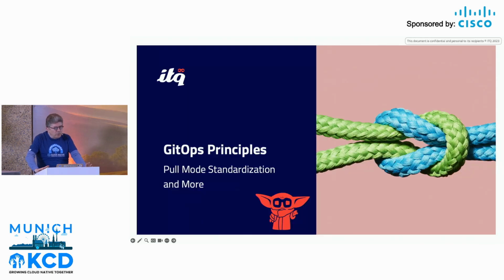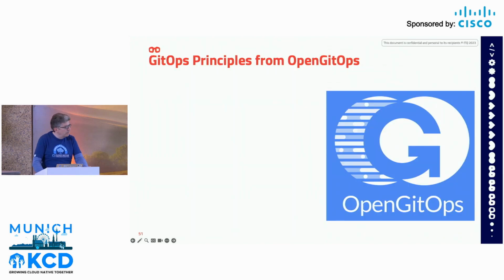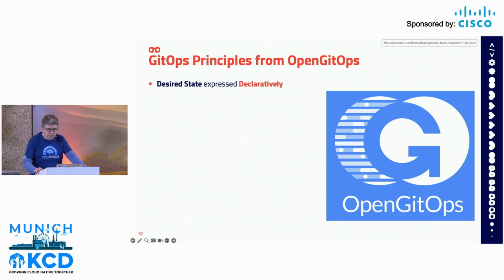To add more than just pull mode, there is GitOps, which standardizes this practice, but not only this practice, as well as some more practices to be applied in a systematic approach. Let's see the principles defined by OpenGitOps. OpenGitOps is a CNCF working group, and they define GitOps this way. The first principle of GitOps is expressing the desired state declaratively. In other words, the desired state is defined by declarative configuration files, a language.